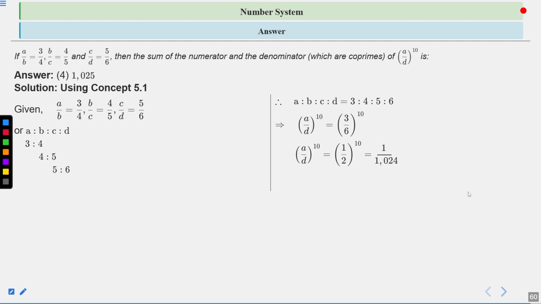So when we simplify it, what do we get? We get 1 upon 1024. Now the question asks for the sum of the numerator and denominator. So we got 1 upon 2 to the power 10, so we get 1 upon 1024. When we add up, the sum of the numerator and denominator will become 1024 plus 1, which is equal to 1025. So the fourth one is the correct answer of this question.